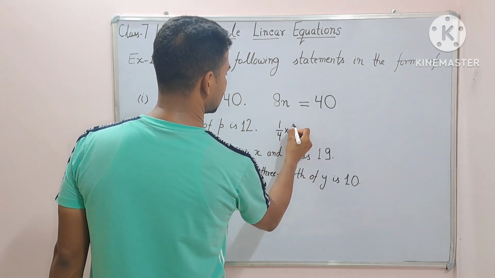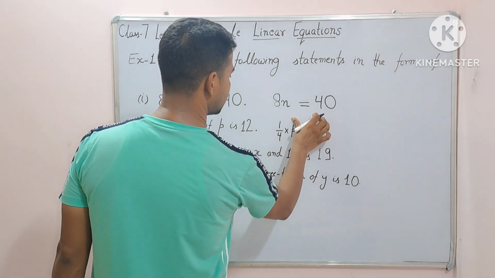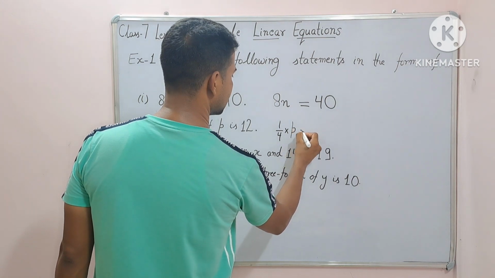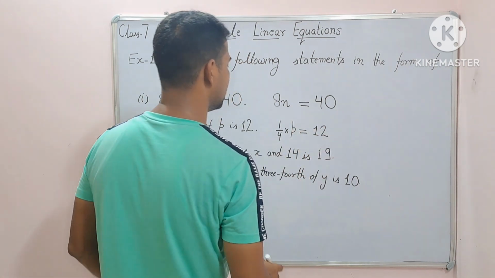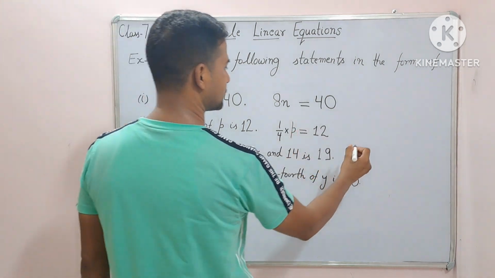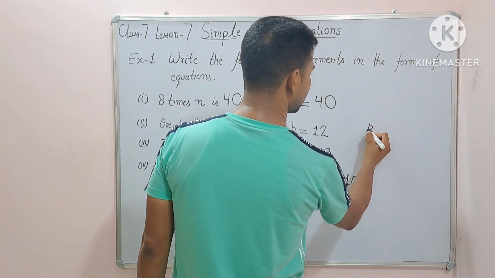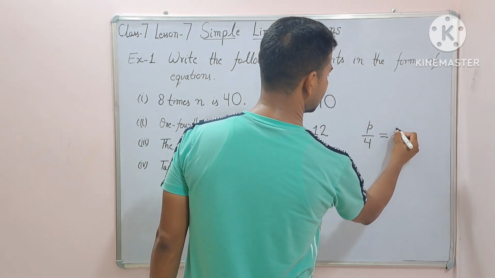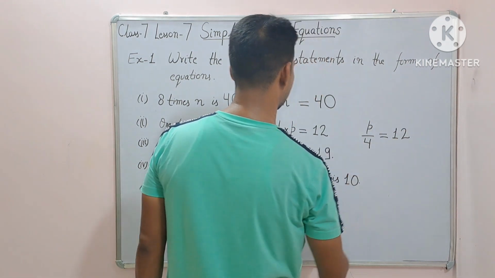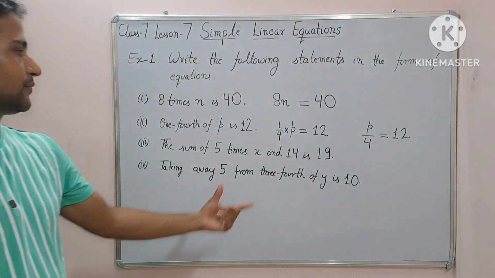1/4 means 1 by 4 of p means into p. 1/4 of p is equal to 12. Okay, we can write it also as 1/4 of p is equal to 12. Simple. This is also correct.